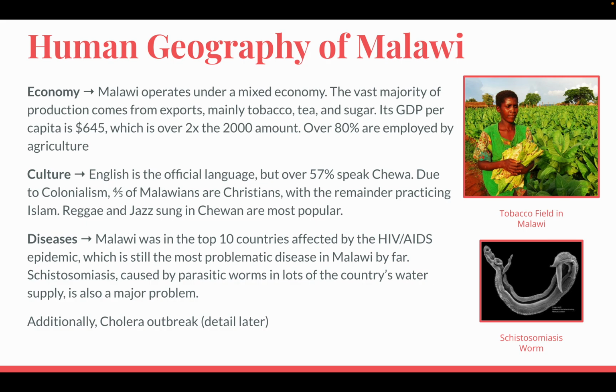We'll talk more about this later, but Malawi is having huge problems with diseases as of now. They were in the top 10 countries internationally for effects of the HIV/AIDS epidemic. They also have problems with parasitic worms that cause schistosomiasis, and there's currently a cholera outbreak, which we'll talk about more later.